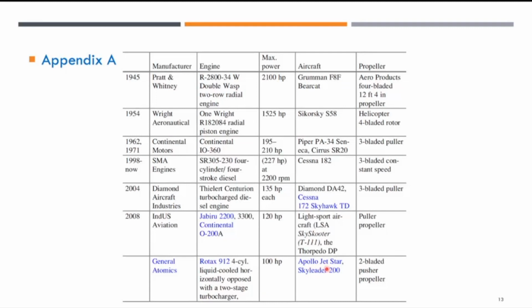As you can see, it is like an evolution. You can see different types of aircraft, Sikorsky, Piper, Cirrus, Cessna, Diamond, and many others that are already using a piston type of engine.